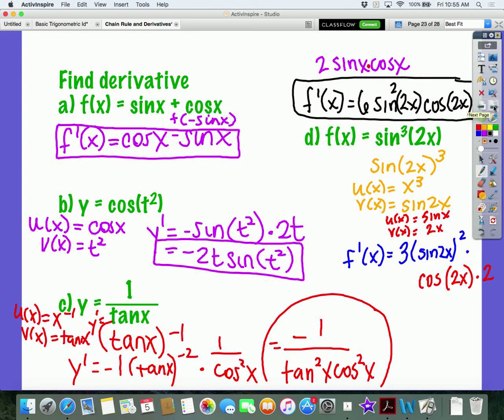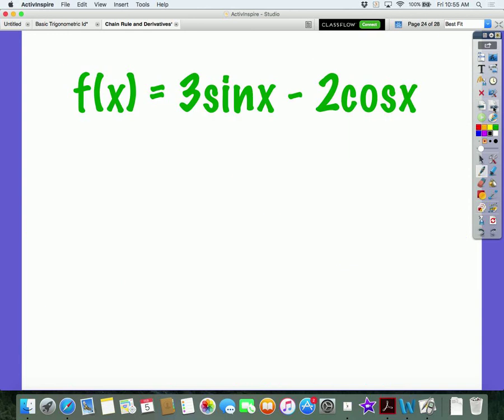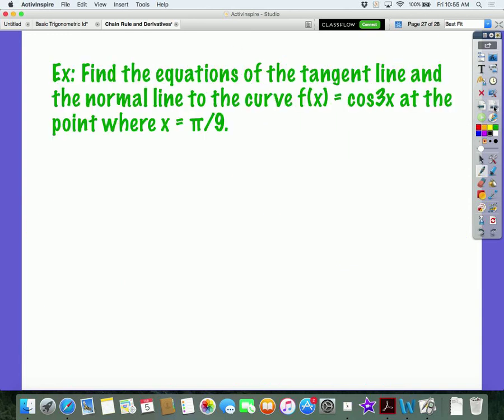Alright, let's look at one with an equation. It'll be practice for you guys.